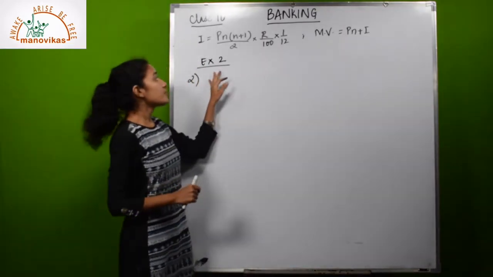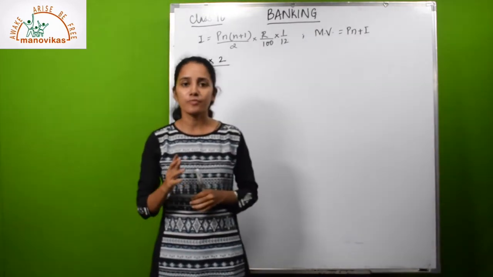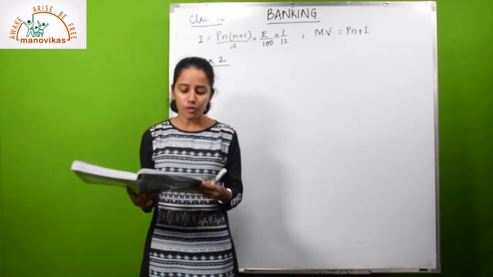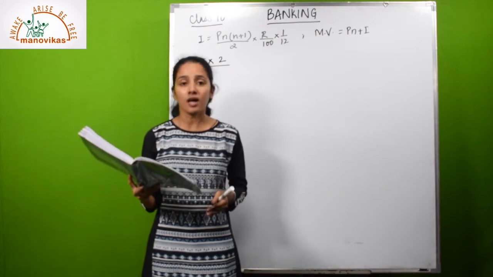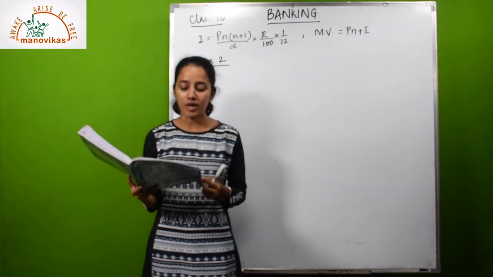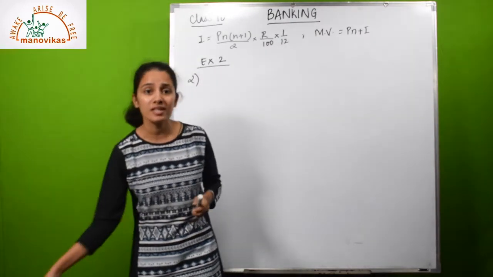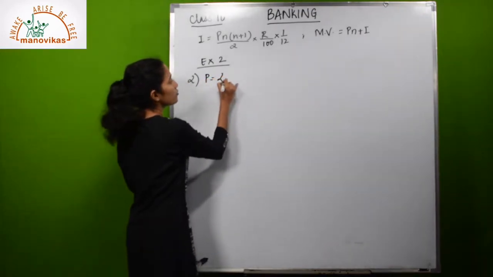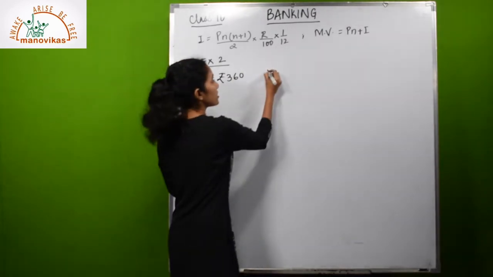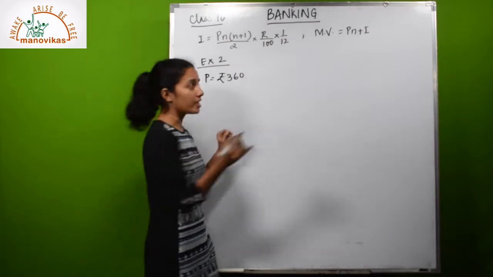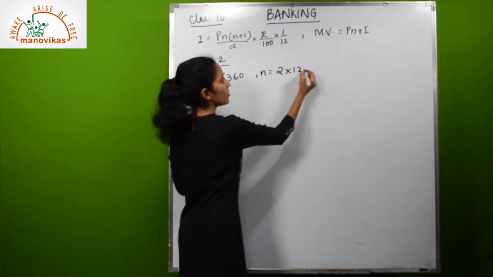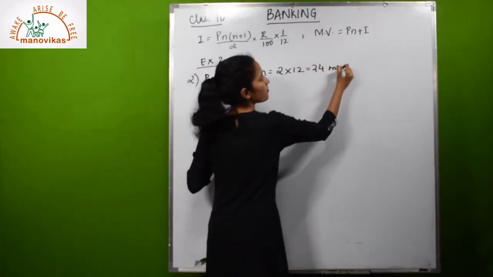Okay, let us consider the first problem from exercise 2. Open your textbooks, you can pause the video and read the second problem. In the second problem, you are given that Indrajit opened a cumulative time deposit account with the Punjab National Bank, and he deposited rupees 360 per month for 2 years. So what is given here is principal, that is P is equal to rupees 360, because he is depositing it every month for how many years? 2 years. But in banking we require the number of months. So therefore N will be 2 into 12, that is converting it into months, so I will get 24 months.